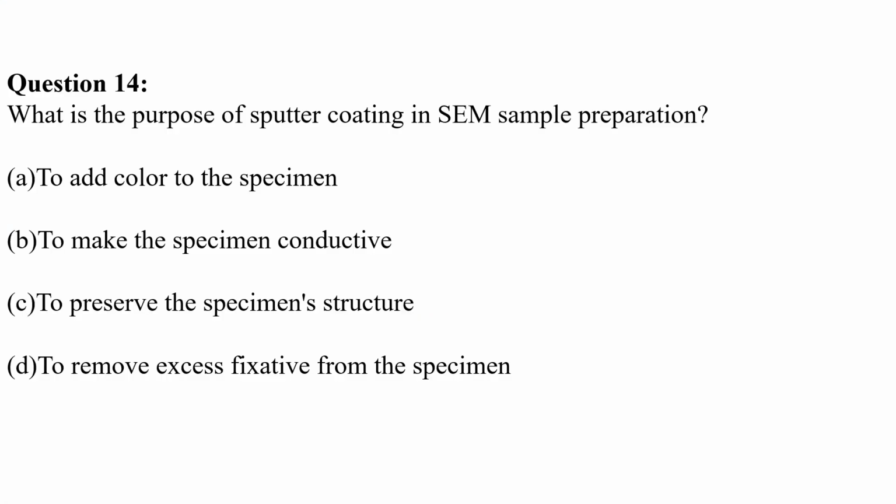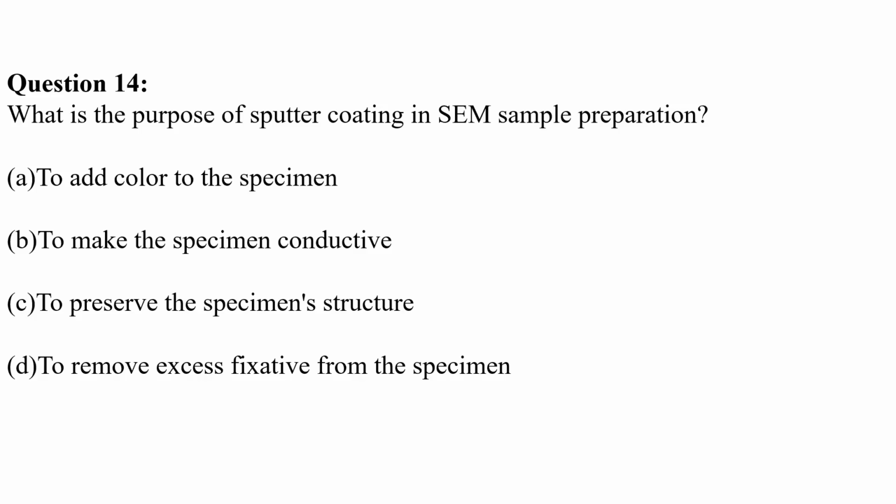Moving on to the next question, question number 14. What is the purpose of sputter coating in SEM sample preparation? Option A, to add color to the specimen. Option B, to make the specimen conductive. Option C, to preserve the specimen structure. And option D, to remove excess fixative from the specimen.